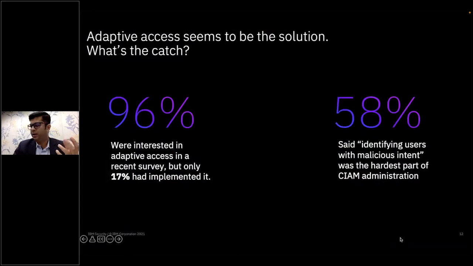Now all of this basically means that we are moving towards adaptive access. So is adaptive access the solution? Maybe yes, but then what's the catch, right? We see a lot of people are interested in adaptive access, but the survey says that only a few people have implemented it, and the other 58% say that identifying users with malicious intent is the hardest part, right? Because in the digital world it is really difficult to know if it's really the genuine user, or is he really a fraudster or a bot. Because in a digital world we are going to check the digital identity, right? We really don't know who is behind the keyboard.